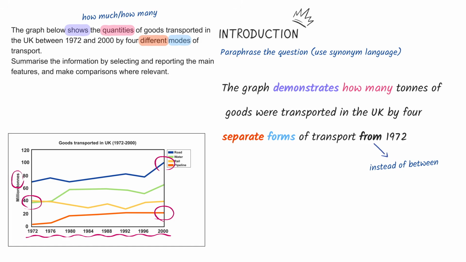From 1972 to 2000. Now, let's take a look at the introduction again. Let's see how we changed the question. The graph demonstrates how many tons of goods were transported in the UK by 4 separate forms of transport from 1972 to 2000. All right, that's a very good way. That's a great way of writing our introduction.